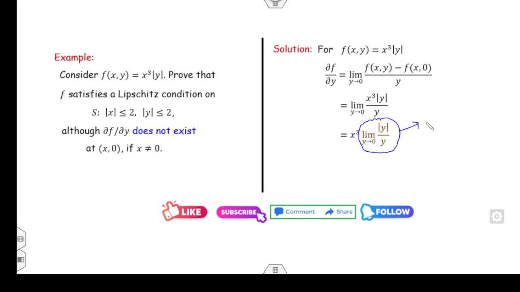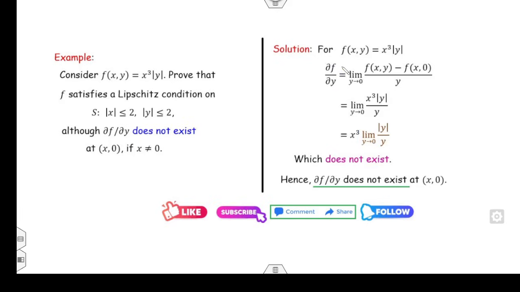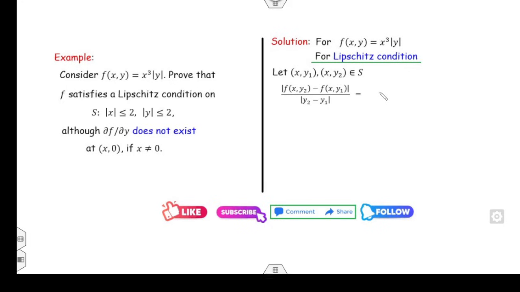Clearly, this is either plus 1 or minus 1. That means the limit is not unique, and once the limit is not unique, the limit does not exist. Once the limit does not exist, that means del f upon del y does not exist at the point (x, 0). Fine. Now because the modulus value is written, we can start with the definitions.